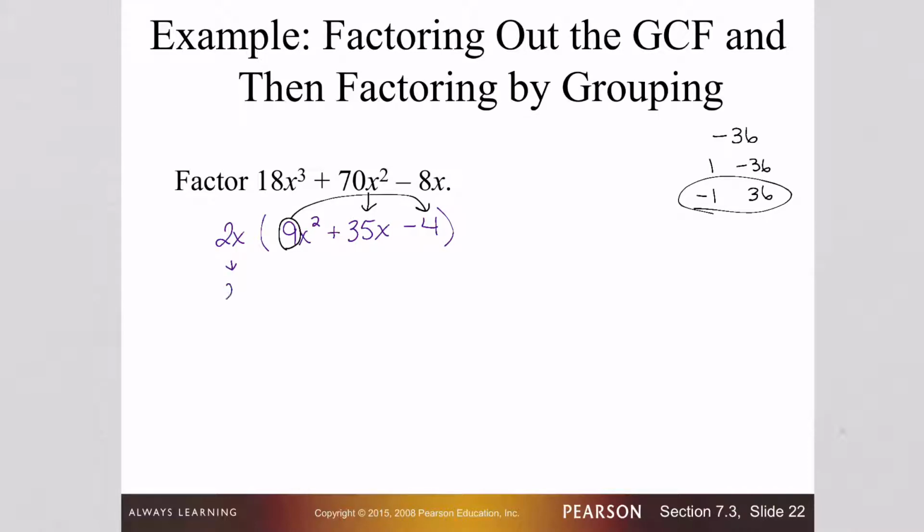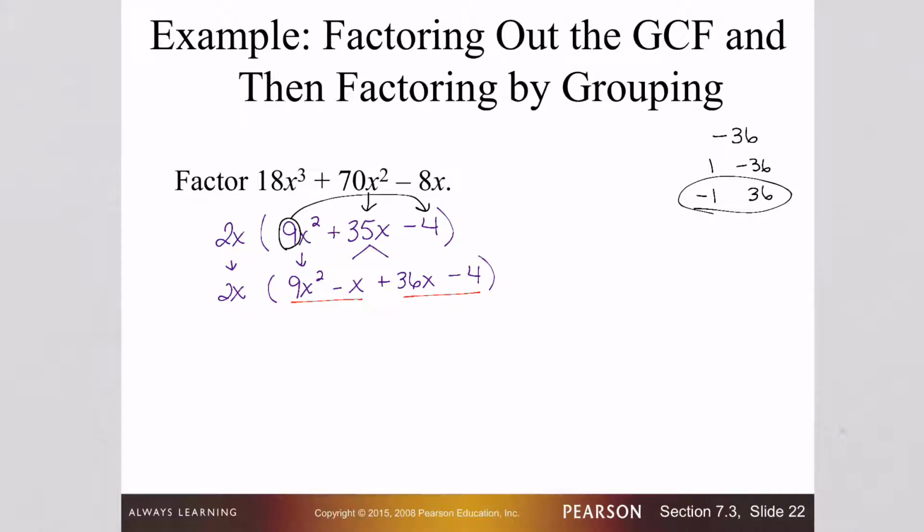So you might be asking yourself, what do we do with this 2x? It just comes straight down. It follows us all the way to the end. So I've got 9x squared, didn't change that. I'm going to rewrite 35x as negative x, or negative 1x if you want to put the 1 there, plus 36x minus 4. Now we're going to factor by grouping.